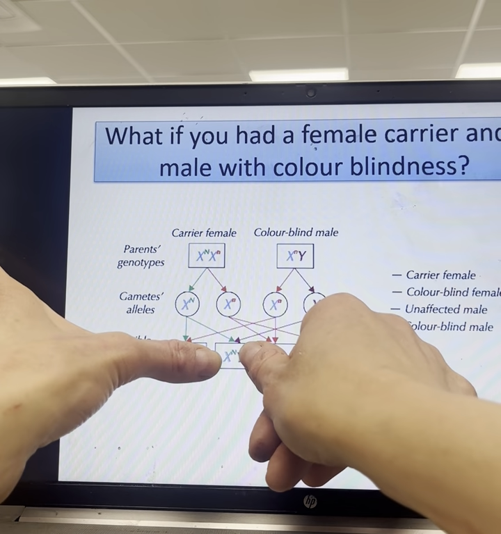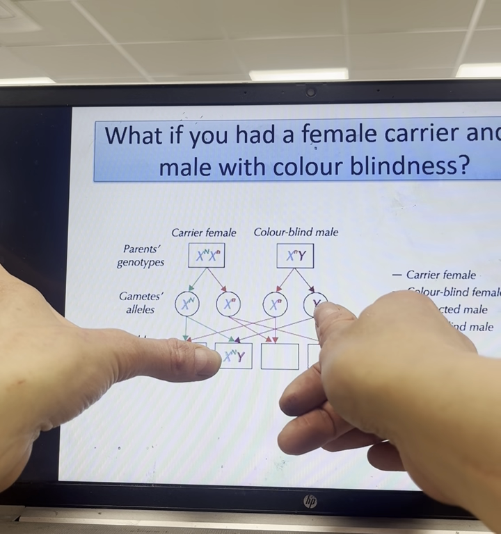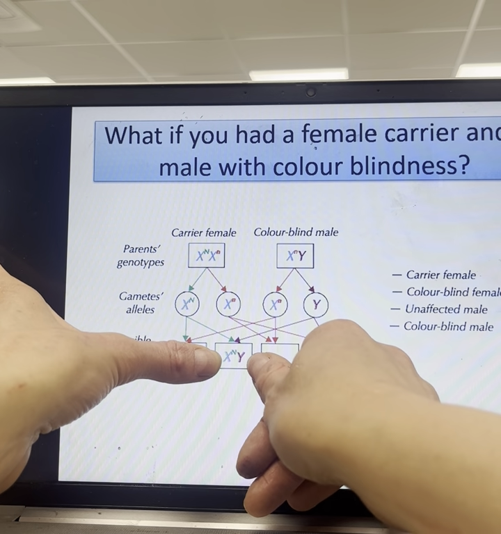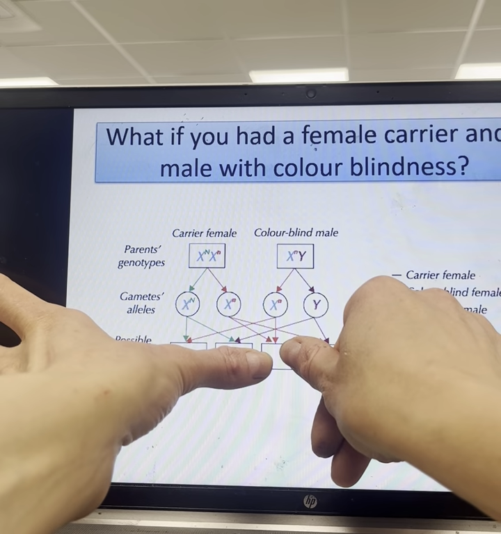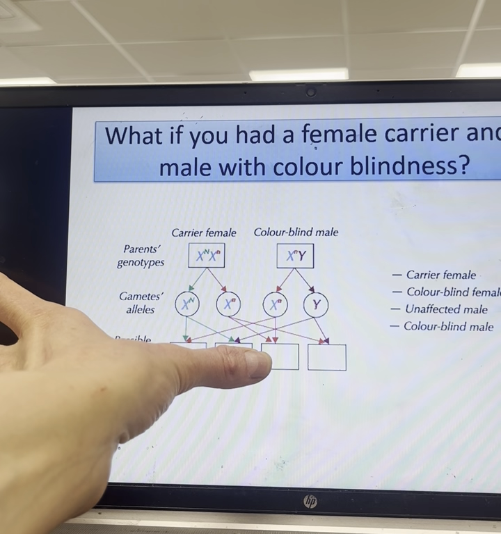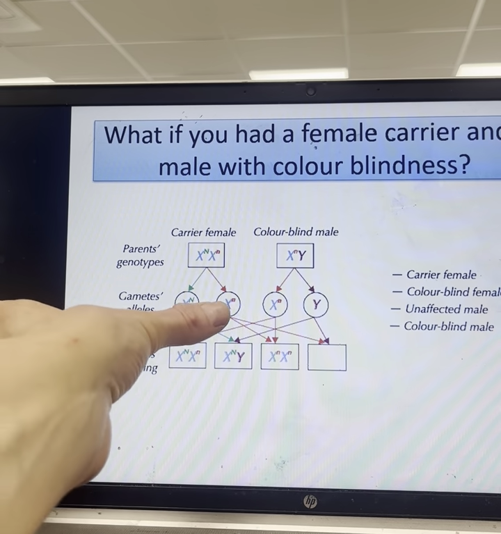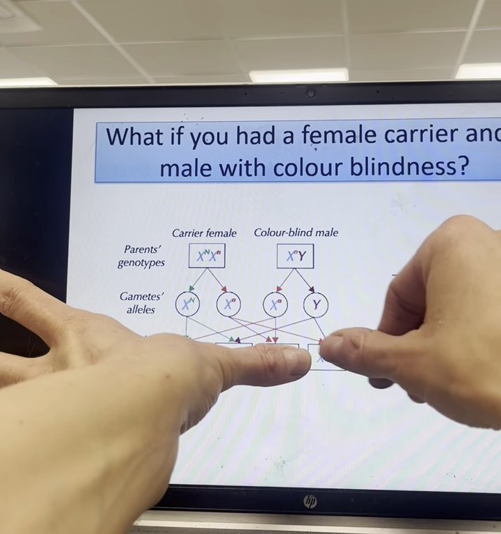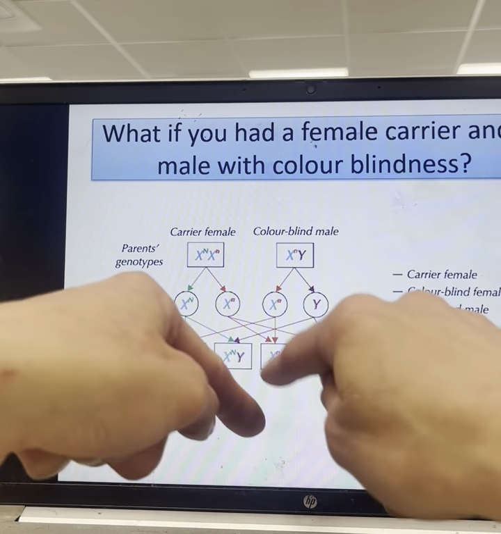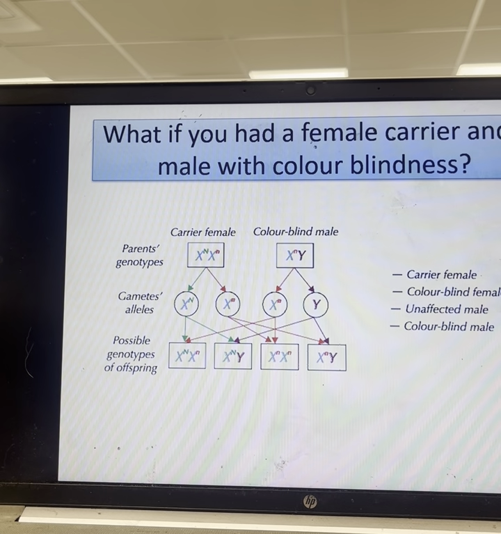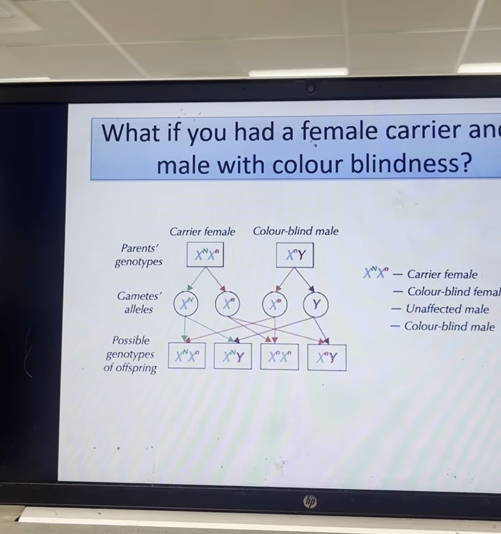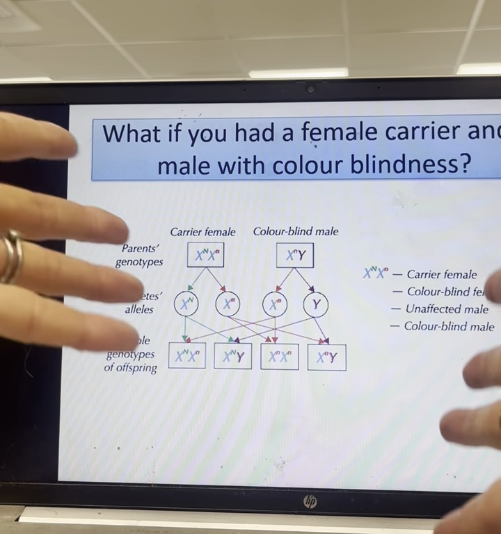Equally, you could have the X from the mum and the Y from the dad, and then you've got a male. For this one, that's the X from the mum and the X from the dad, and then you've got a female. Equally, you could have the X from the mum and the Y from the dad, and you've now got every combination that you could have had. So having a look at this, you always need to put a key. You don't just fill that in and say, right, we're done now.